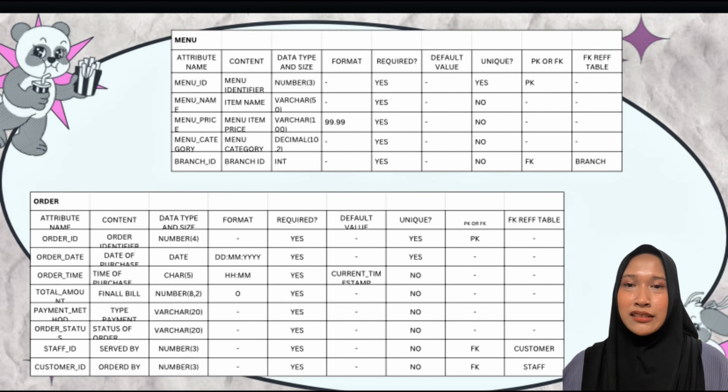We also use foreign keys, which is the FK, to link these tables together. For example, when a sale happens, the order table automatically links to the customer ID and the staff ID. This will tell us exactly who made the purchase and which staff member helped them.